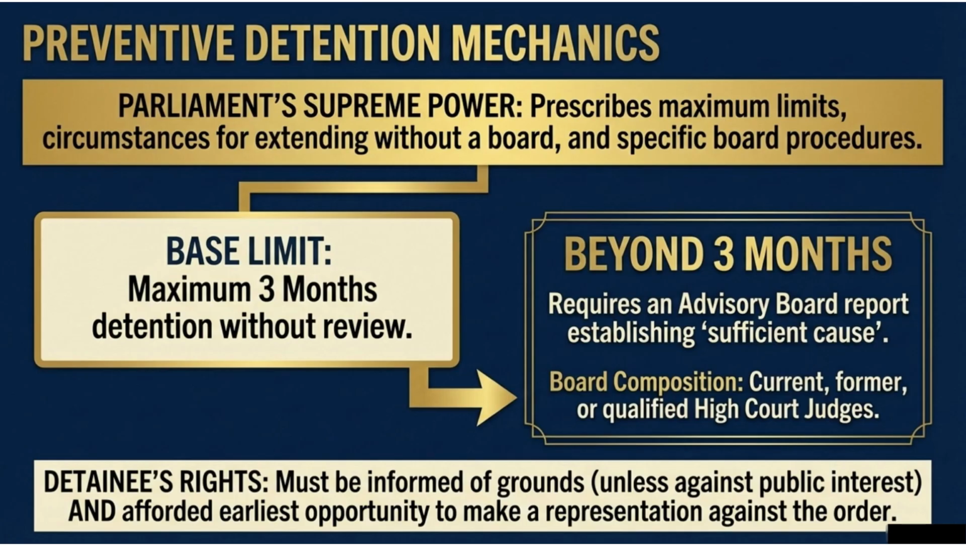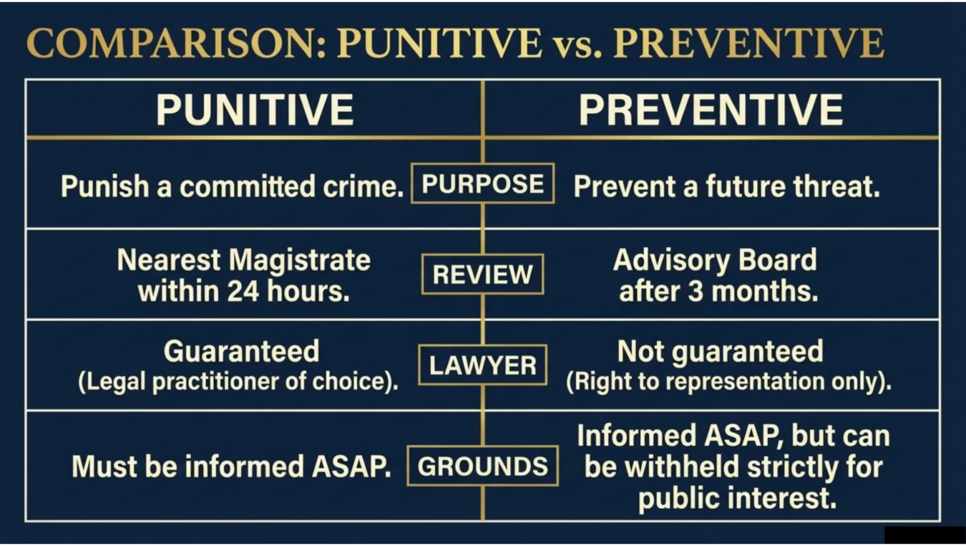Even a person held under preventive detention has 2 minimum rights. They must be informed of the grounds of their detention, unless disclosure would be against public interest. And they must be given the earliest opportunity to make a representation against the detention order. Parliament can by law prescribe longer maximum periods of detention and lay down the procedure for the advisory board. This slide is gold for prelims, so pay close attention.